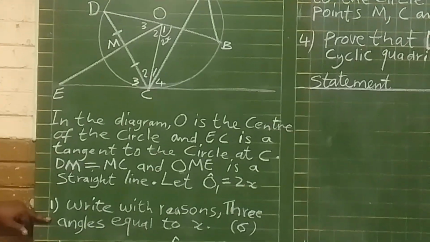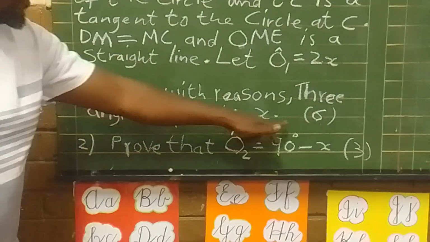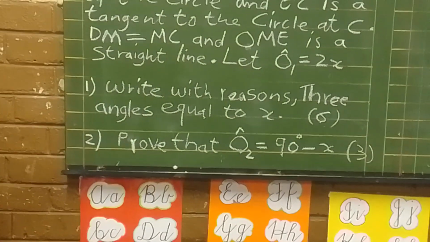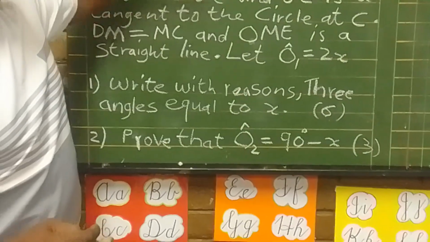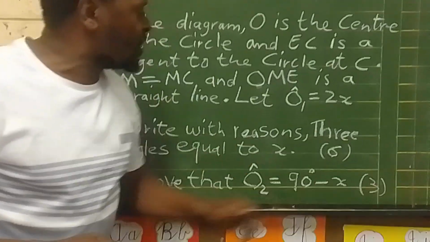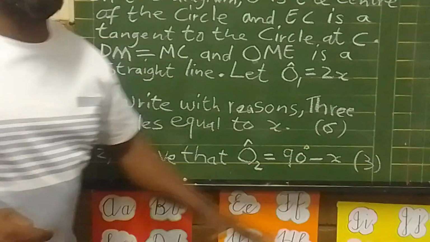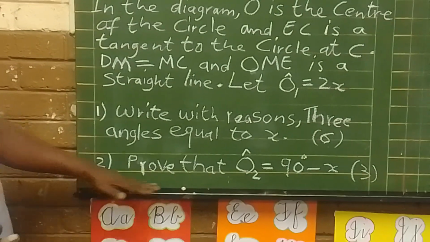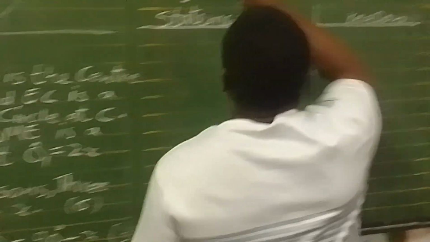Now, question number 1 that will follow, they say write with reasons 3 angles equal to x. Question 2, prove that O2, this angle here, is equal to 90 minus x for 3 marks. Once you see 6 marks, it means that you have to work. This one is 3 marks, also you have to work. Then come for number 3.